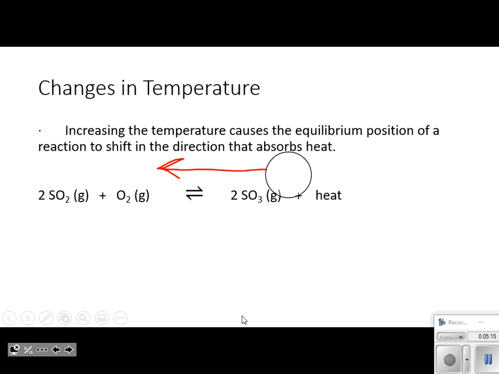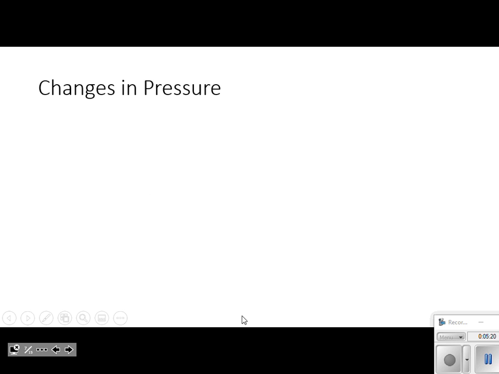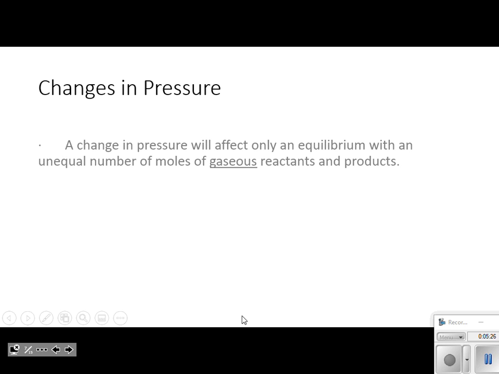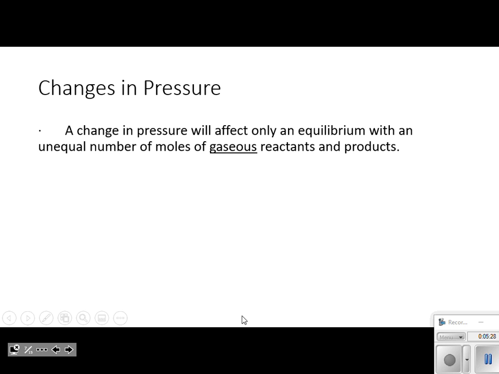Now, this last one, I think, is the toughest, okay? Changes in pressure. A change in pressure will affect the equilibrium of an unequal number of moles of gaseous reactants and products. So this is telling me that pressure only matters when I'm dealing with gases. Number one. Number two, it tells me that I have to have an unequal number of moles.